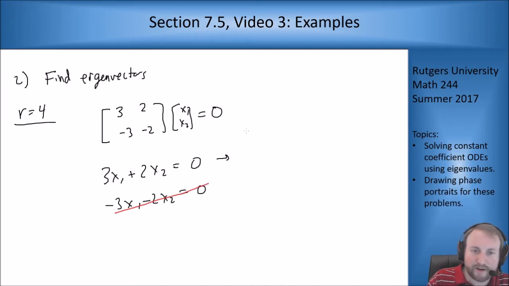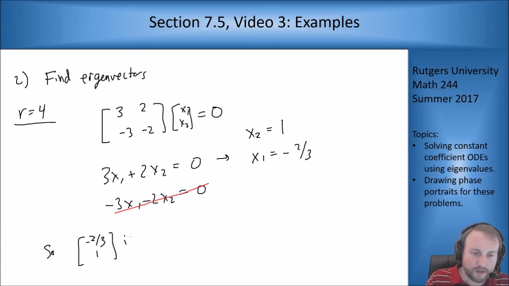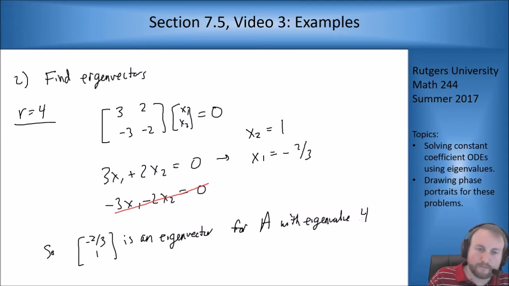This tells me if I set x2 to be 1, then x1 equals negative 2/3. Just by plugging in 1, moving it to the other side, and dividing by 3, that's what I get. So (-2/3, 1) is an eigenvector for my matrix, which I'm just going to call A, with eigenvalue 4. Good. Now let's look at r equals 5.